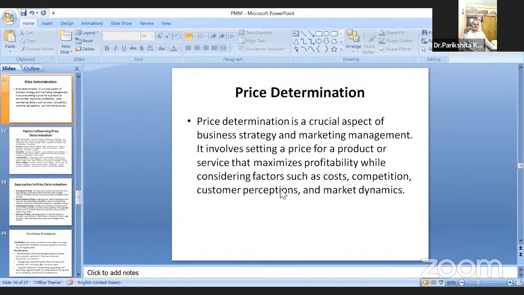When we are fixing the price, first of all, we have to see the customers' preferences, perceptions, customers' demand, customers' need, and the competition, not only the cost and quality. You have to know all these things, right? Next.